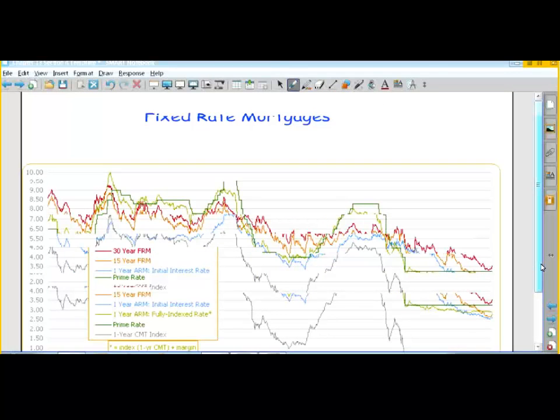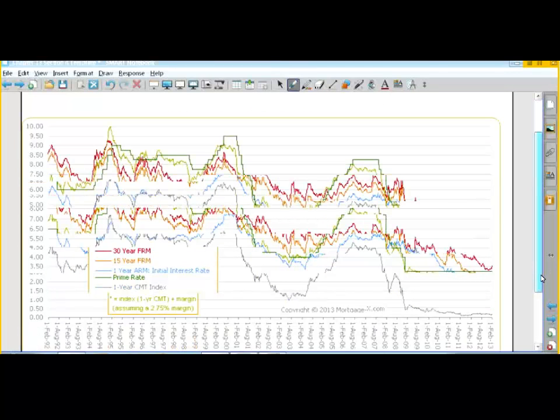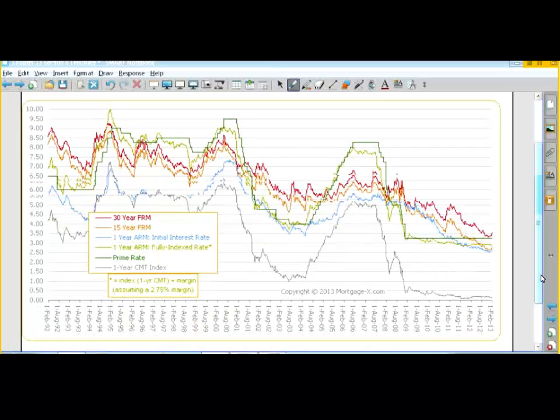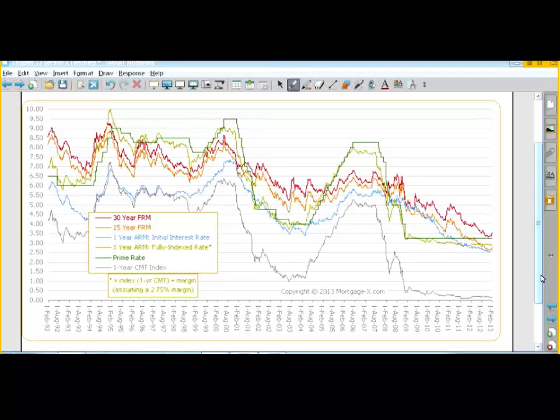This is a little historical information about mortgage rates. So we have 15 rate. The red line is the 30-year mortgage, fixed rate mortgage. So the payment stays the same over the entire 30 years of the mortgage. The light brown is a 15-year mortgage. So you can see that the 15-year mortgage is usually a lower interest rate than the 30-year mortgage.